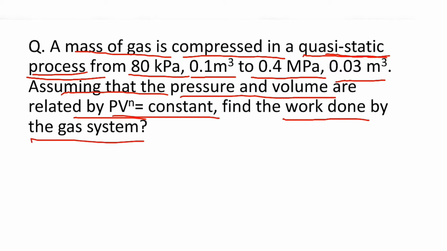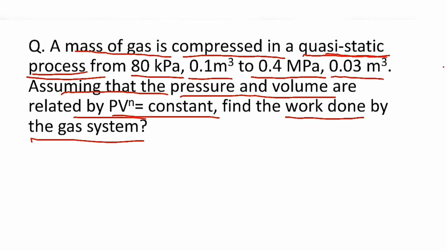So whenever we see this type of problem, just try to write the formula of work done and check whether all the data is given in the question or not. Here for the polytropic process, we know the formula of work done is P1 into V1 minus P2 into V2 divided by n minus 1.